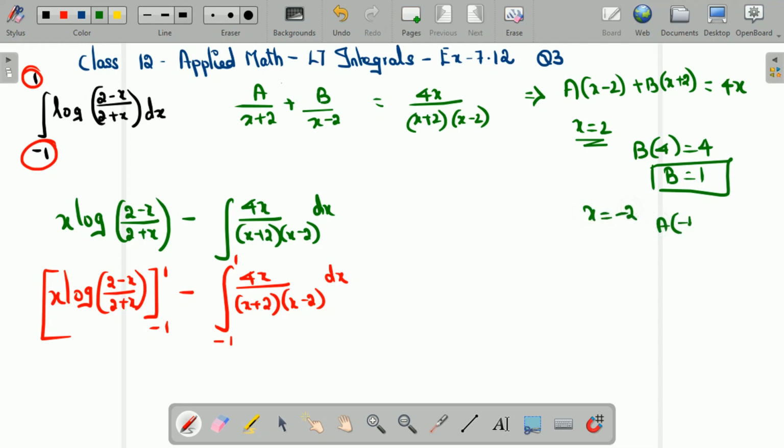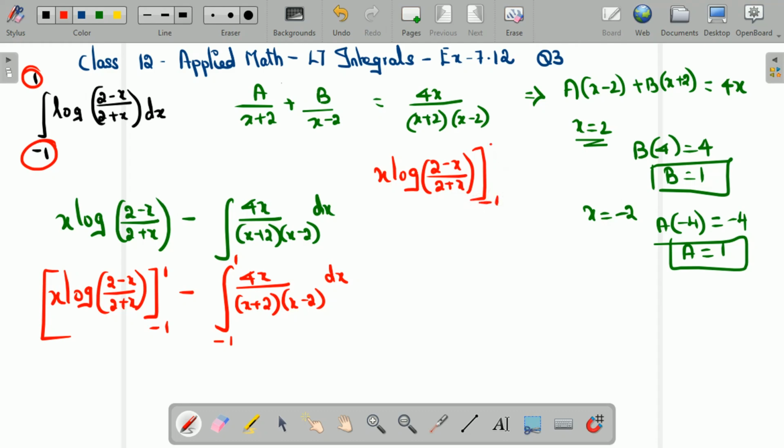So a into minus 4 is equal to minus 4, so a is also equal to 1. Now let's put this in the integration back. So this is x log of (2 minus x) divided by (2 plus x) between the limits minus 1 and 1, plus, I'm going to substitute this value of a as 1. Here there is a negative sign, so we'll also put the negative sign here directly.